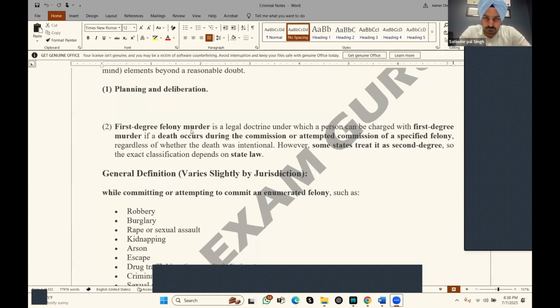While these facts, always in New York, write it down: in New York, second degree murder. Other than New York, first degree murder. First degree felony murder rule. Basically, the felony murder rule.